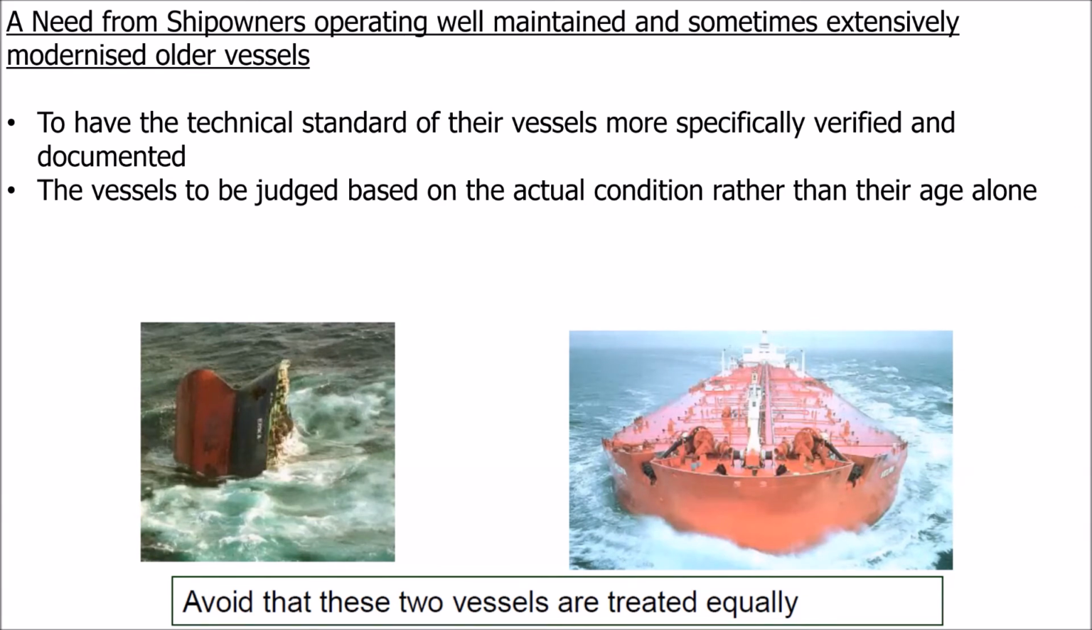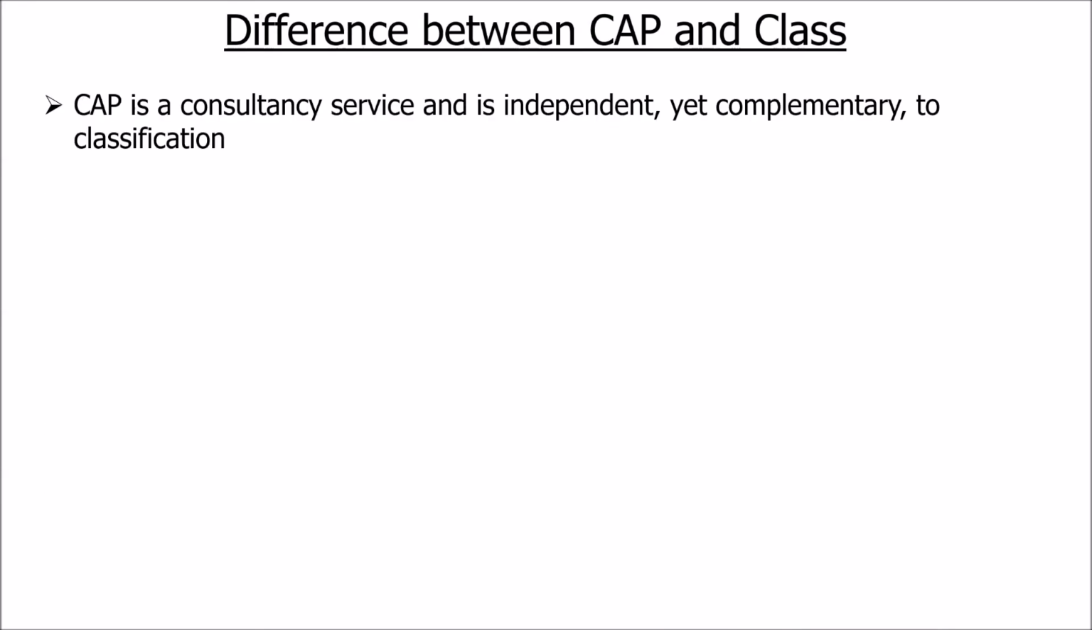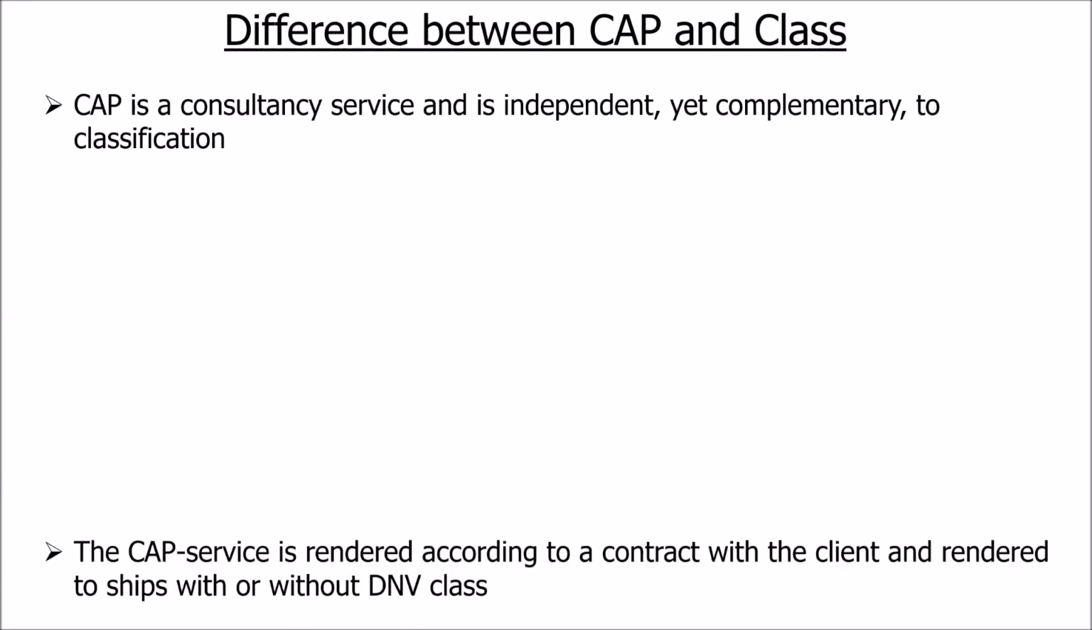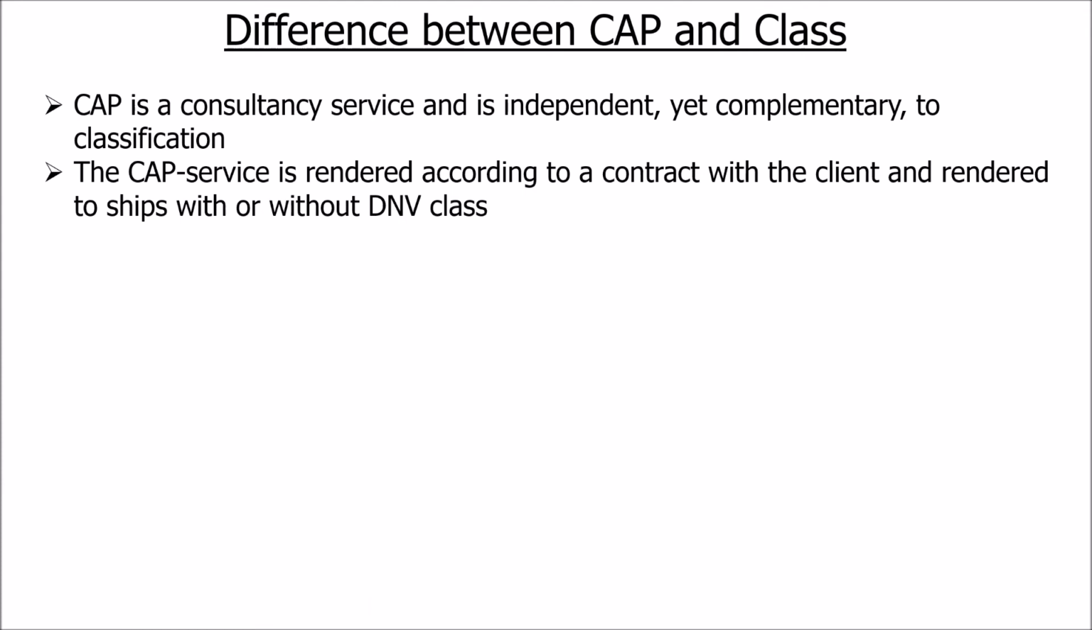So the difference between CAP and class will be described here. CAP is a consultancy service and is independent from the class and complementary to classification. The CAP service is rendered according to a contract with the client and rendered to ships with or without DNV class. There are also other societies, China class. They have also a CAP class on machinery. As far as I know, they don't have that in DNV GL.